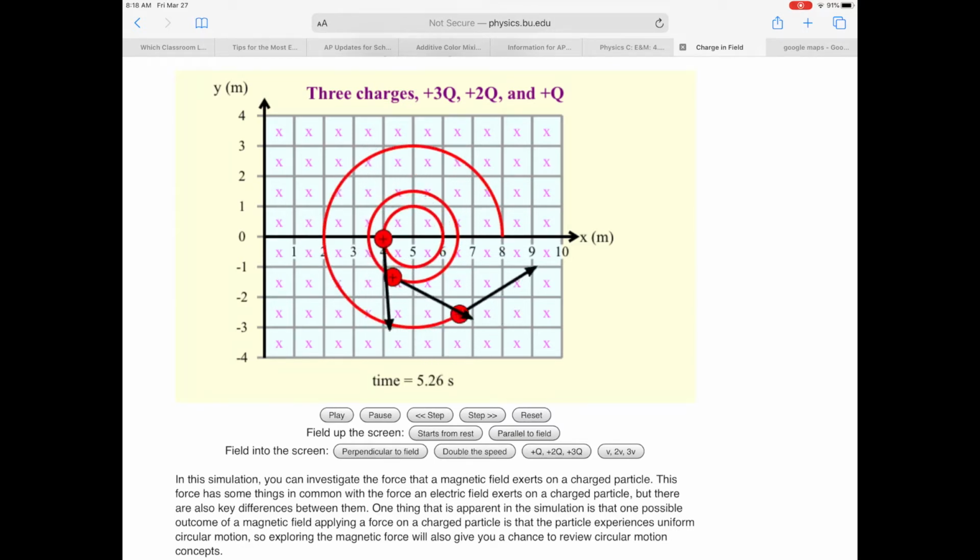they all have the same velocity. The 3Q is experiencing the most force, causing it to go in the tightest circular path. Correspondingly, when we move out to the outer one, the charge of Q, it's experiencing the least force, causing it to go in the largest circular path. So the force depends on the amount of charge that is there.